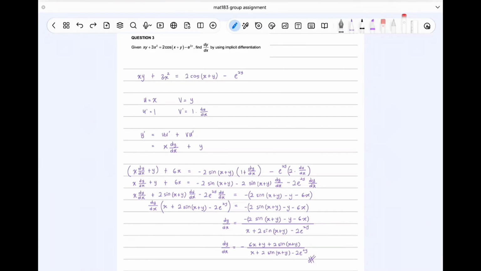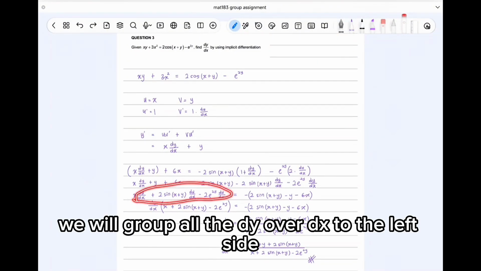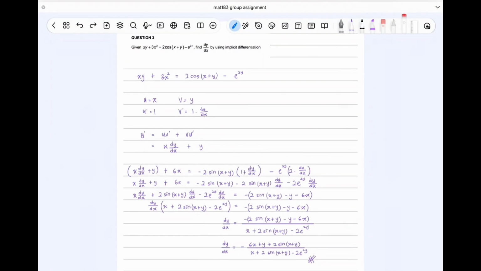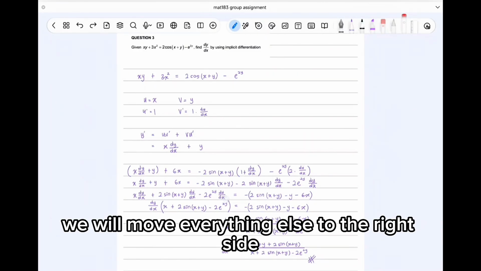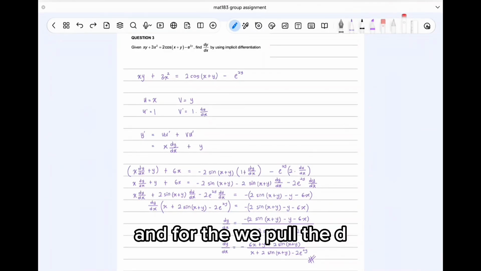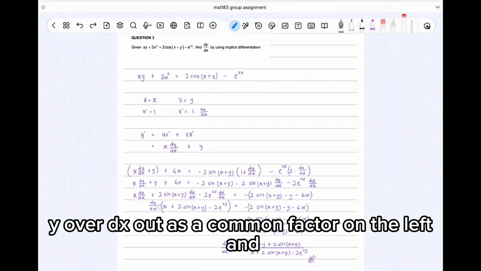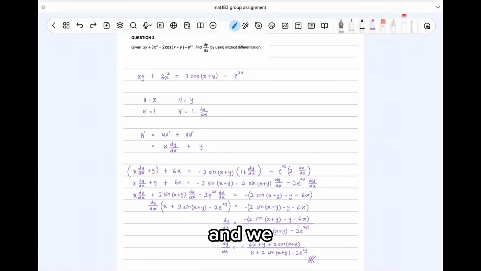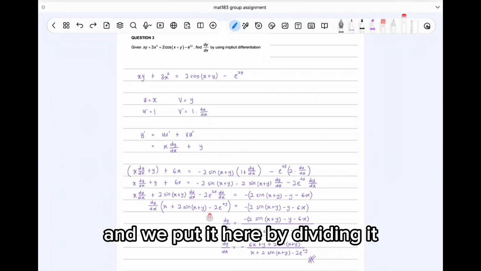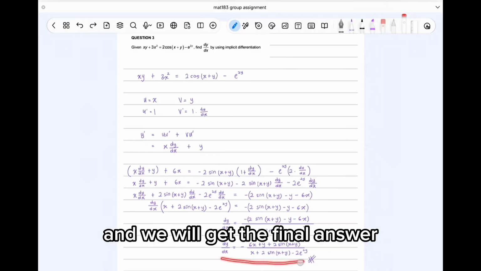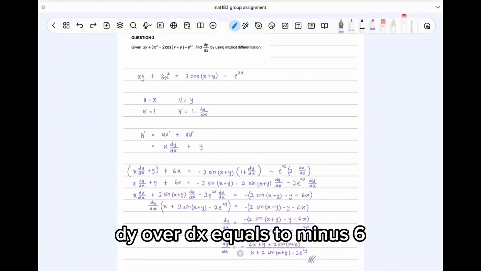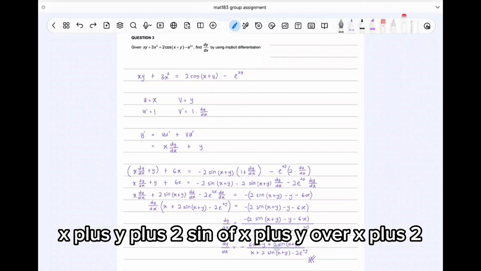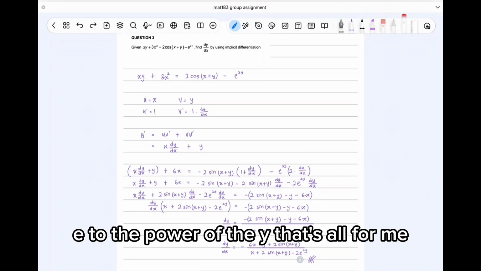And then we will group all the dy over dx to the left side. And then we will move everything else to the right side. And we pull the dy over dx out as a common factor on the left, and we put it here by dividing it, and we will get the final answer. Dy over dx equals minus 6x plus y plus 2 sine of x plus y over x plus 2 sine of x plus y minus 2e to the power of 2y.